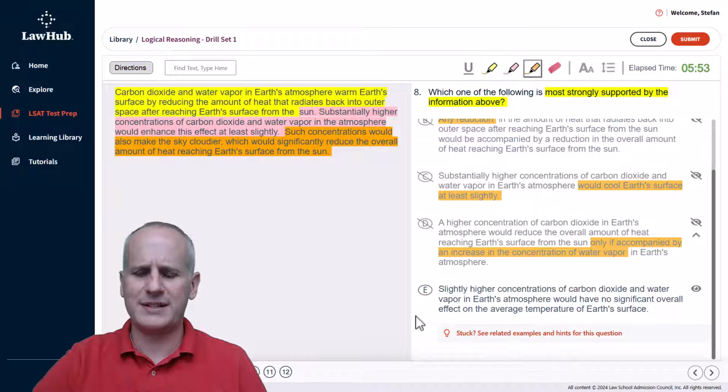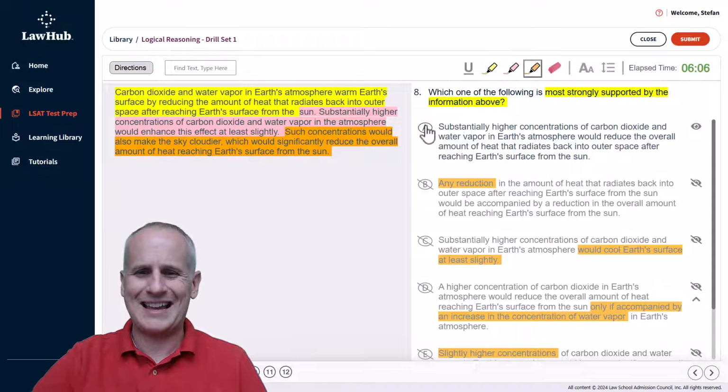And lastly, we've got choice E, slightly higher concentrations. We don't talk about anything in terms of slightly higher. We've got substantially higher, but that's a great qualifier to eliminate choice E as well. And once again, choice A is 100% supported by the statements on the left that we've highlighted in three colors, and you certainly may want to consider, only for inference tests, highlighting in different colors to differentiate the facts that you need to parse on these harder inference tasks when you encounter them on the LSAT.